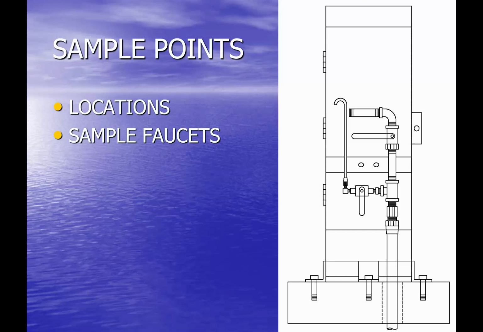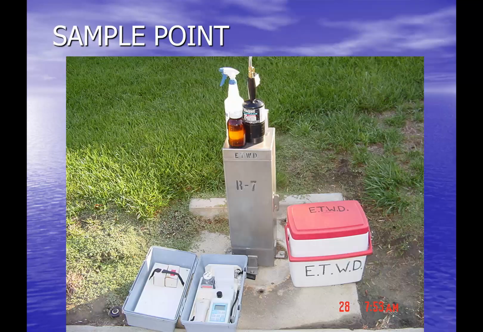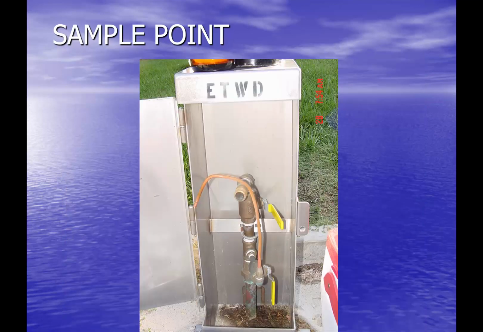If you look at the exhibit on the screen, that is a schematic of a sample point. It's basically a service line that comes into a secured box that we have the ability to flush, and then we have the ability to pull a sample from. Looking at a picture of a sampling facility, that's what the box looks like from the exterior. Some of the tools of the trade are in and around it. We have all of our sample points numbered based on the sampling plan and a map showing where they all are.